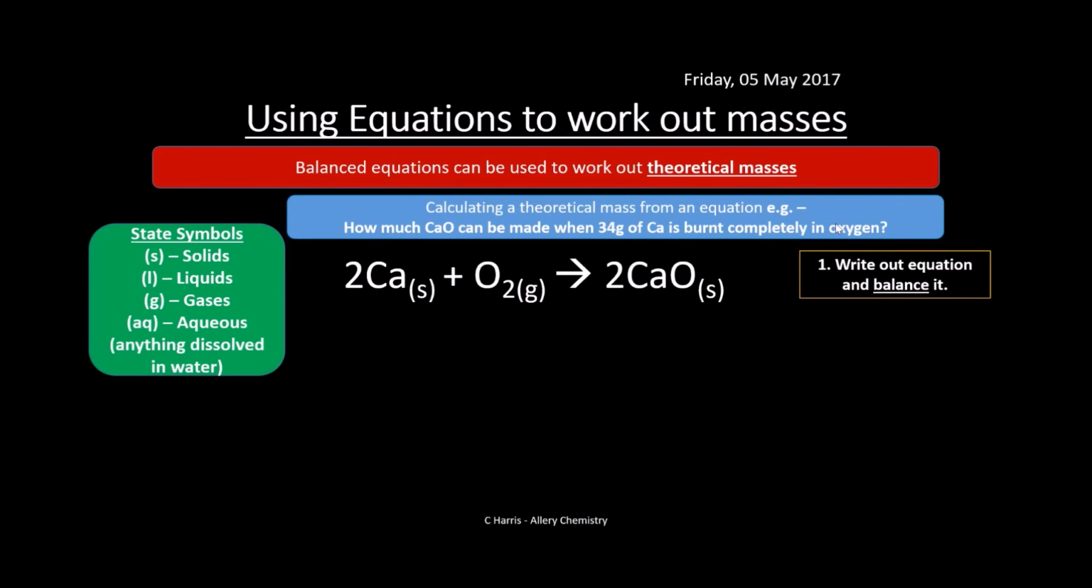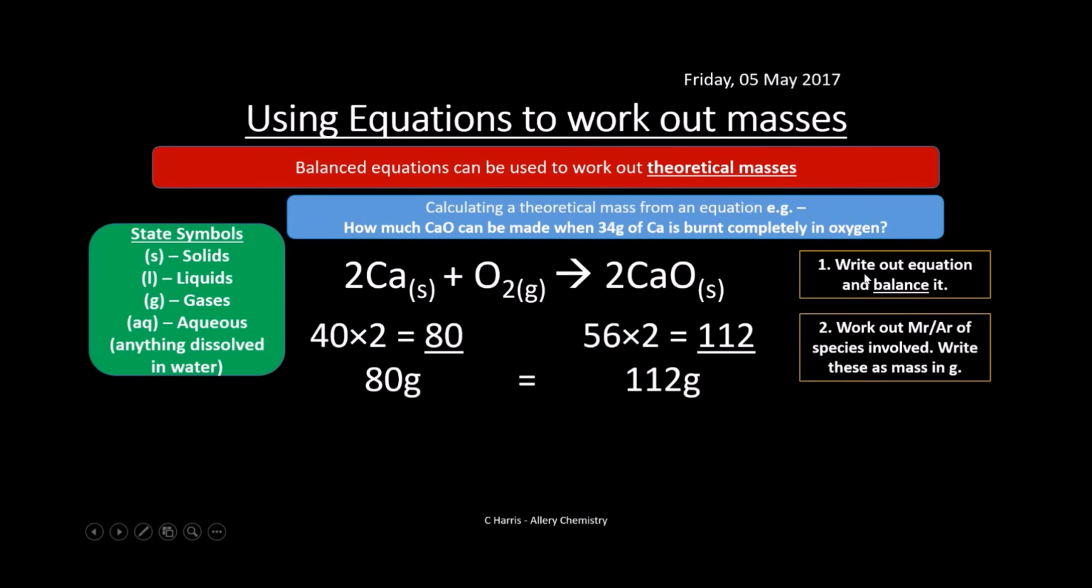Okay, so the first thing we need to do is write out our equation. You can see 2 lots of calcium plus oxygen will form 2 lots of calcium oxide. Make sure it's balanced as well. The next thing we have to do is basically work out the Mr or the Ar of the species involved. I'm going to write these masses in grams. So you can see here the Ar is 40 for calcium. Because we've got 2 of them, it's going to be 80 grams. And the 2 lots of calcium oxide, the Mr is obviously 56. Times it by 2 because we've got 2 of them is 112. So basically what we're saying is 80 grams equals 112 grams.